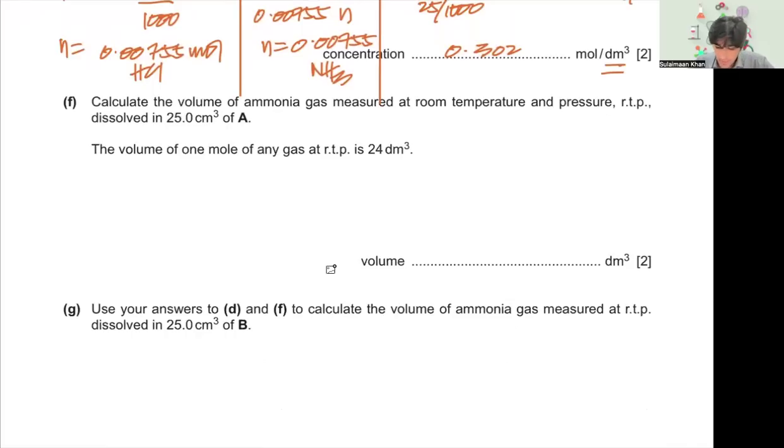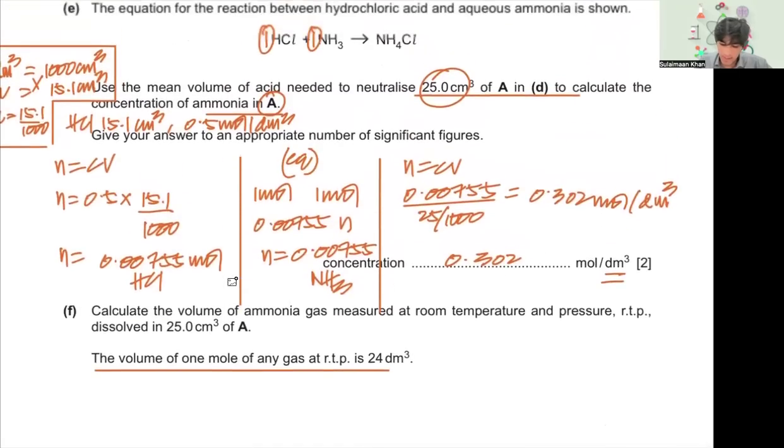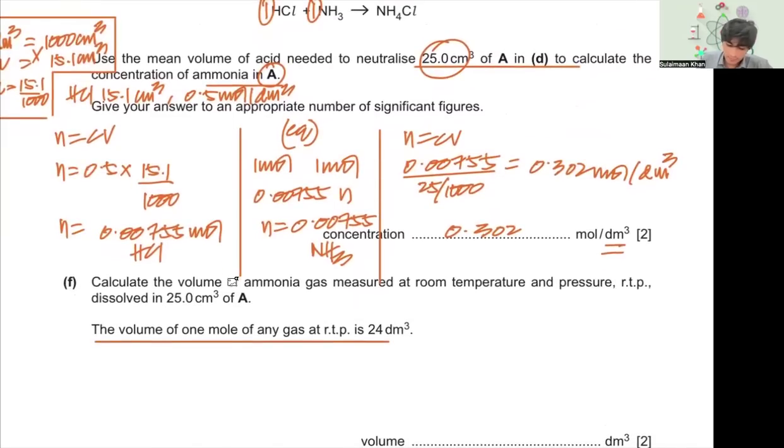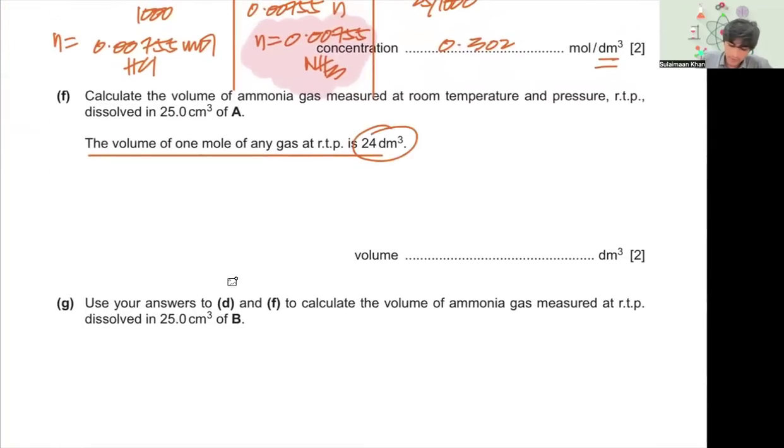Calculate the volume of ammonia gas measured at room temperature and pressure, RTP, dissolved in 25 cm cube of A. So, calculate the volume of ammonia gas at room temperature and pressure, dissolved in 25 cm cube of A, and the volume of 1 mole of gas. See, he's literally guiding you throughout. You already have the moles of aqueous ammonia. How many moles of ammonia are there? You have these many moles of ammonia. So once you have the moles of ammonia, it's very easy to find the volume. V is equal to n times 24.